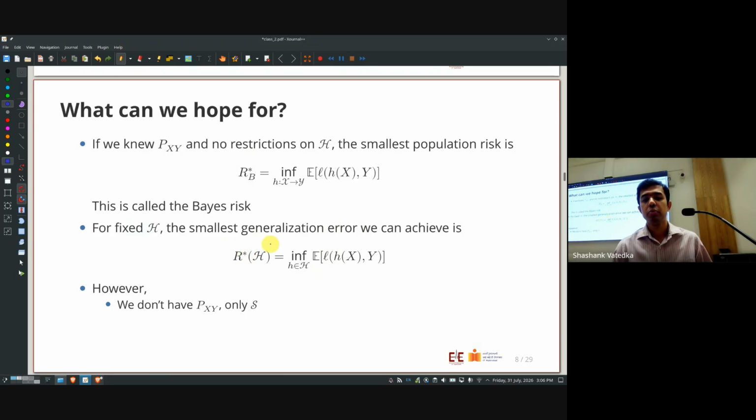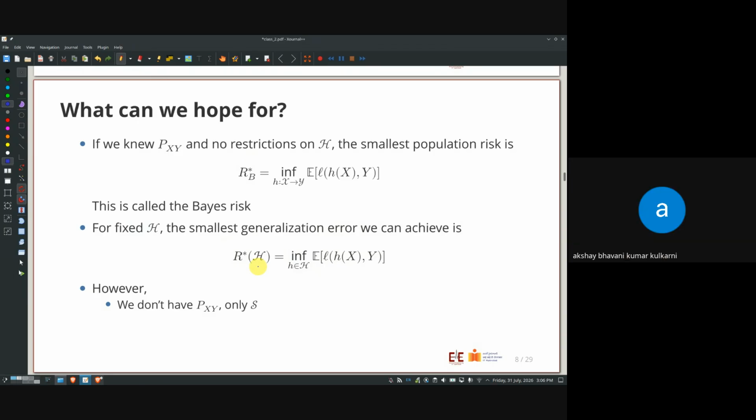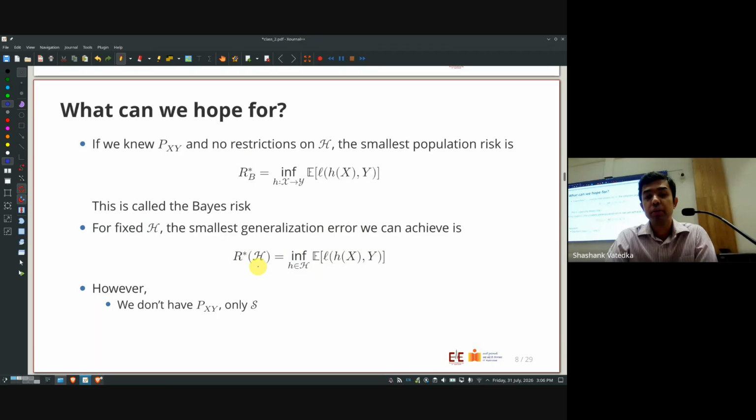So I have a question here actually. If we know P of xy, how is it possible that we don't do correctly all the time? Because even given x, y may not be a deterministic function of x. If y is a deterministic function of x, that is we are in the realizable setting, then we can achieve zero error or zero loss.